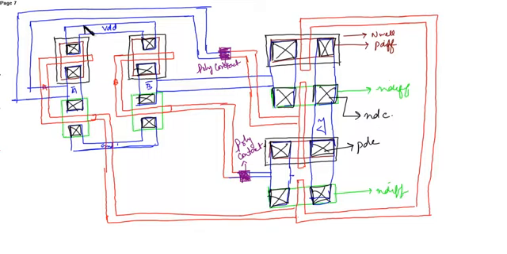After that you have to place the substrate contacts, the N substrate contact. Similarly here the P substrate contact. So this is the layout from the normal schematic diagram.